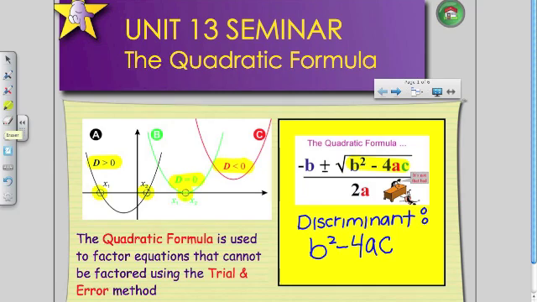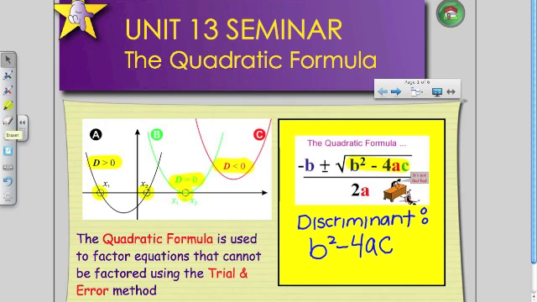This is what the discriminant is, and the reason why it's so important is that by looking at the discriminant, we can figure out right away how many x-intercepts our graph has before we put it in our graphing calculator or sketch the function, okay?